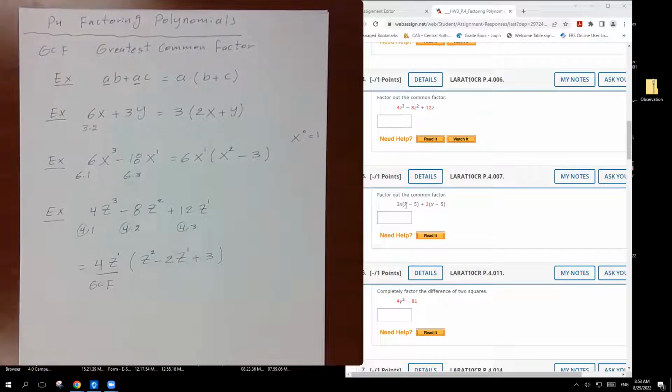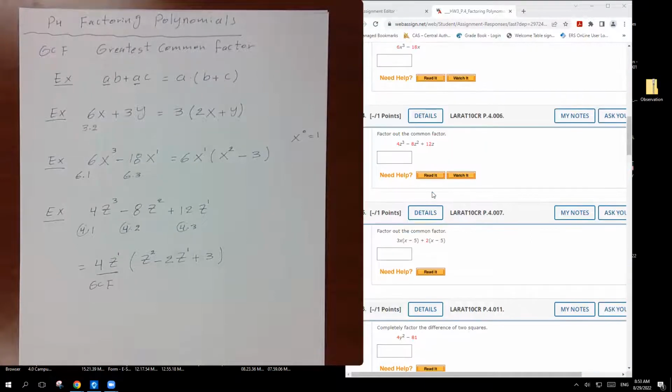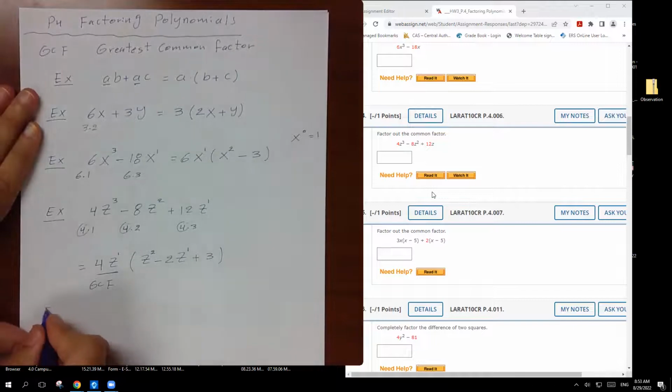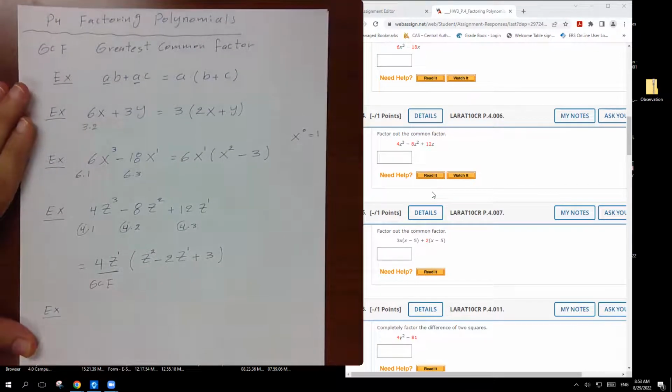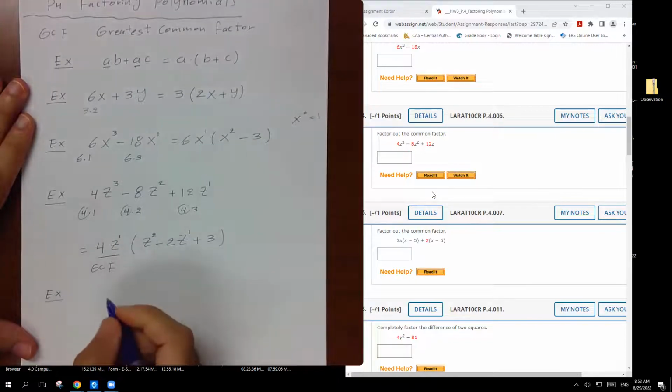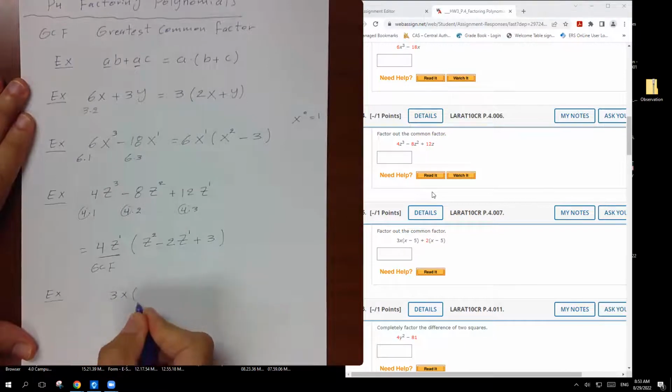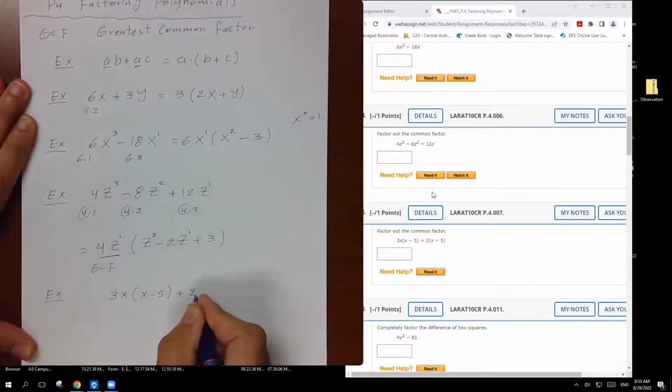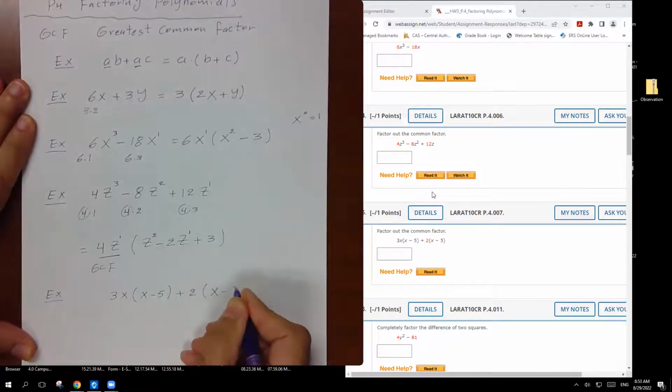Next example, we're going to do exactly the same thing. So look to the common factor between these two terms. We have 3x, in parentheses, x minus 5, plus 2, and we have x minus 5.